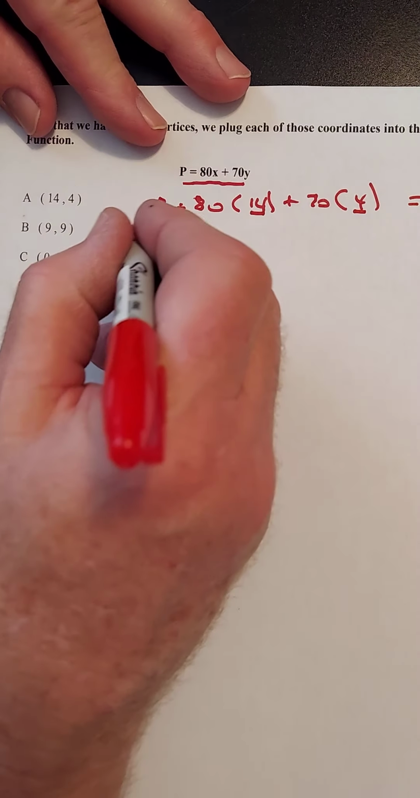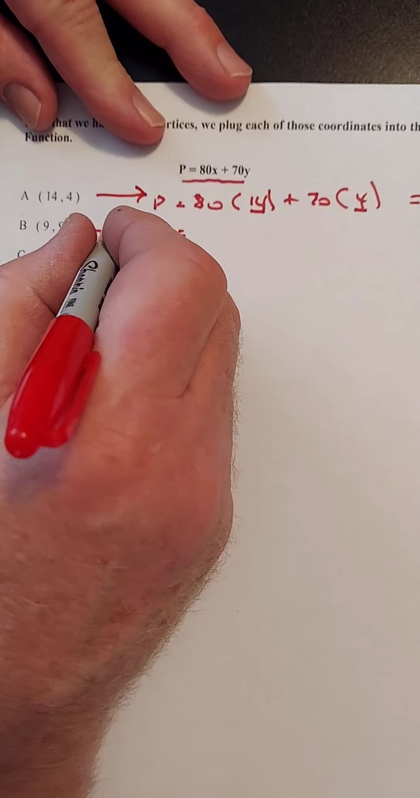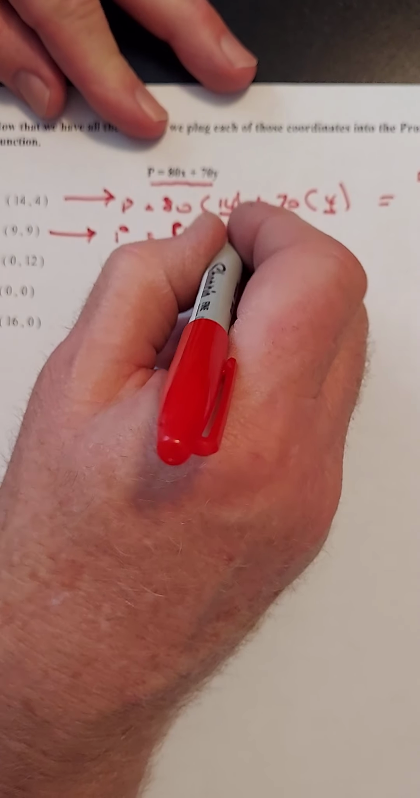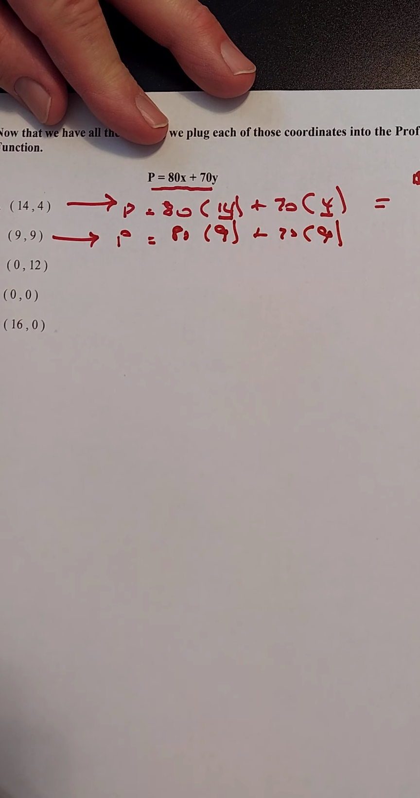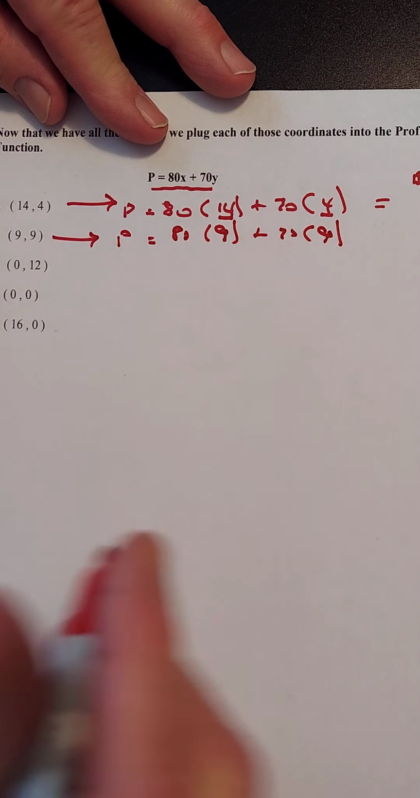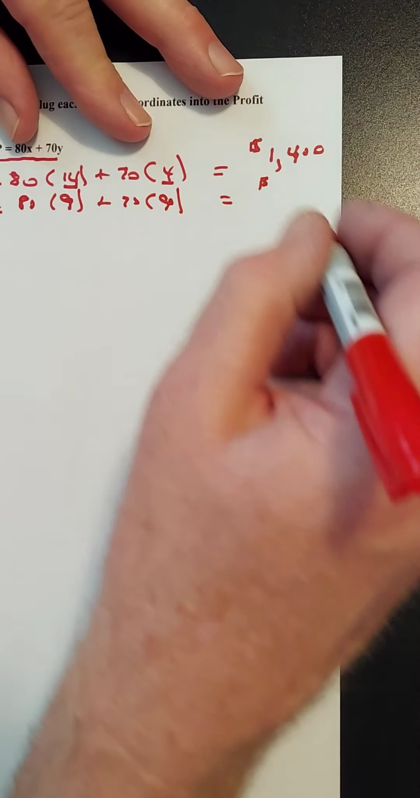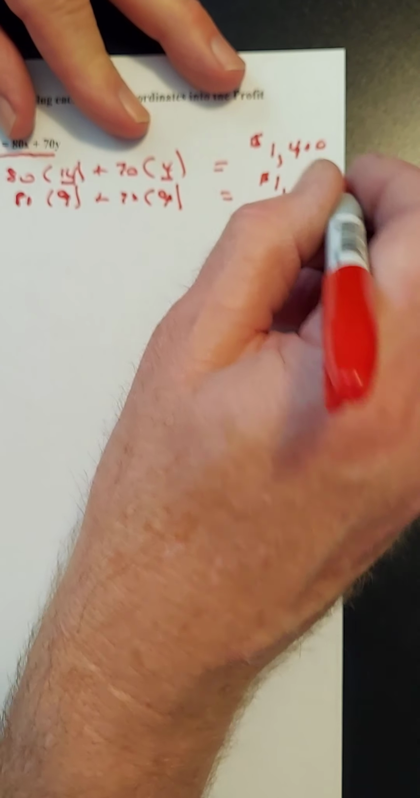Okay, now let's put the next point in. The profit at this point, and that's what we're doing. We're going to find the profit at each one of those points. So that's going to be 80 times 9 and 70 times 9. And that is going to be $1,350.